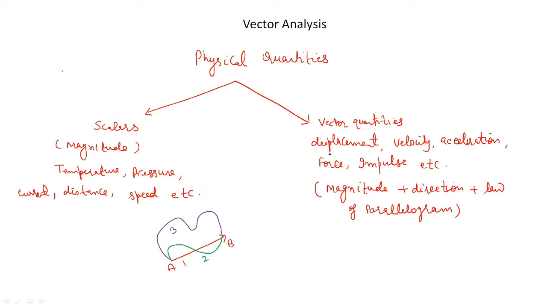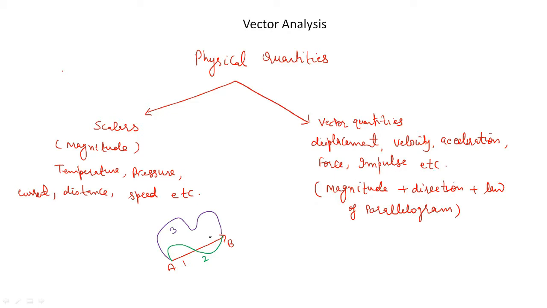The vector quantities are those physical quantities which have the magnitude and direction as well as follow the law of the parallelogram. The examples of the vector quantities are displacement, velocity, acceleration, force, impulse, and etc.